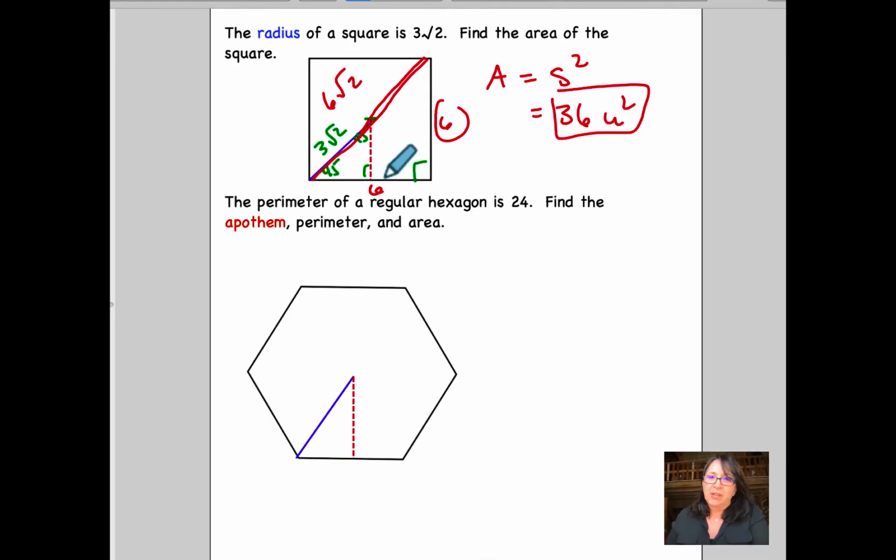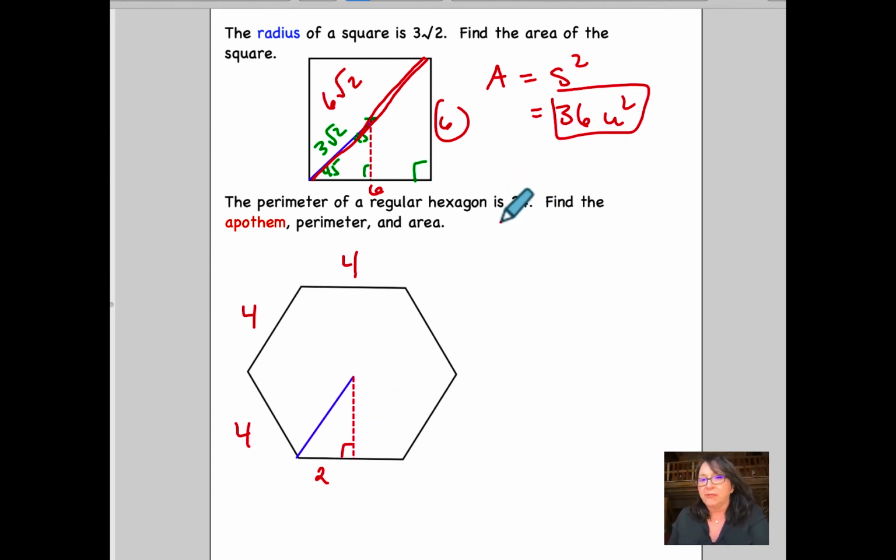For this problem here, it says the perimeter of a regular hexagon is 24. And if I divide this by 6, I'm going to get 4 for each value, 4 for each. Your job is to find the apothem, perimeter, and the area. So first of all, this length here is 2. If all the way around is 4, 4, 4, 4. Again, this is a hexagon.